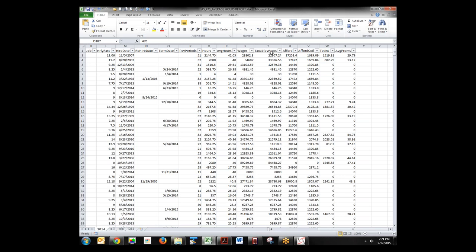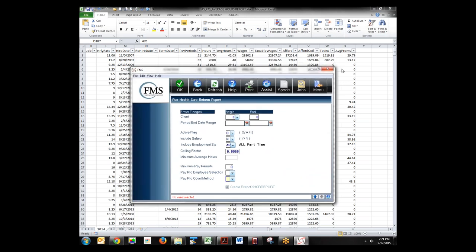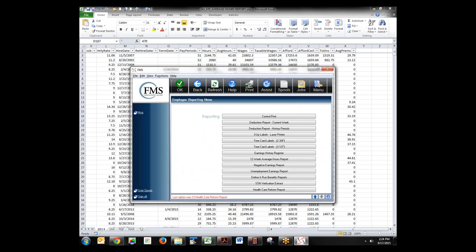So same report, and I'm going to skip down to the end. This is where we've got wages, affordability, and insurance premiums. I did forget to talk about two pieces of setup for the average hours report, and this, of course, reminded me. You really have to set up what earnings codes are included in the wages and what deductions to include in the insurance premiums.